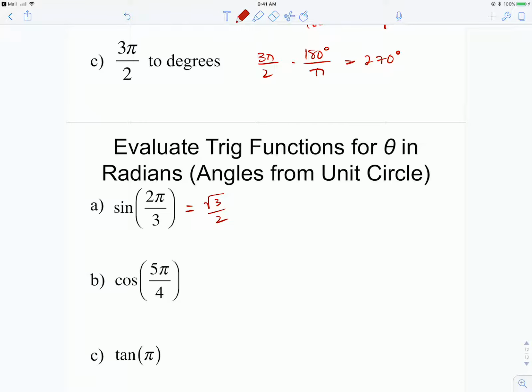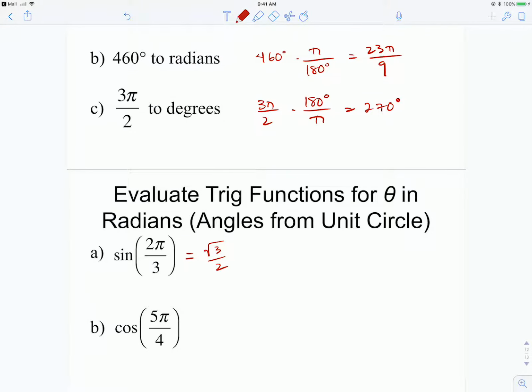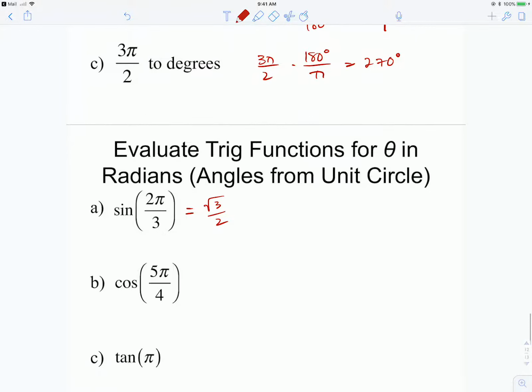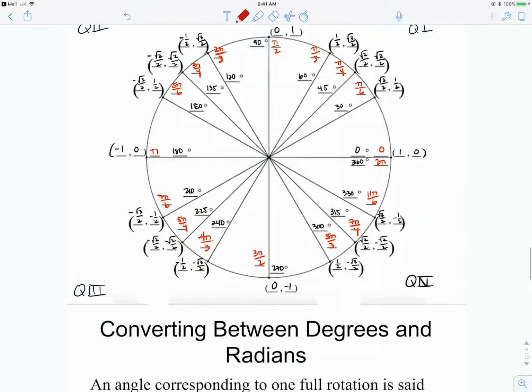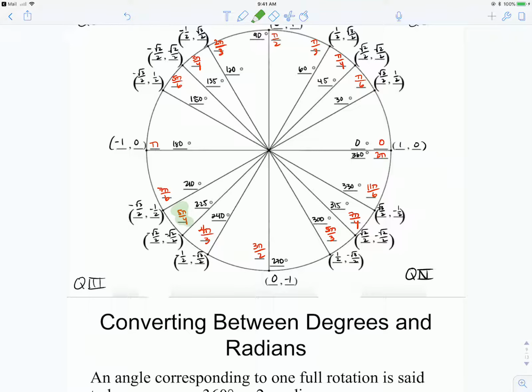Cosine of 5 pi over 4. Well, I know it's going to be either root 2 over 2 or negative root 2 over 2. 5 pi over 4 lies in quadrant 3, right? Because 4 pi over 4 would be pi. And remember, all students take calculus, so in quadrant 3, cosine is negative. So it's going to be negative root 2 over 2. And let's double check that on the unit circle. So 5 pi over 4, negative root 2 over 2.